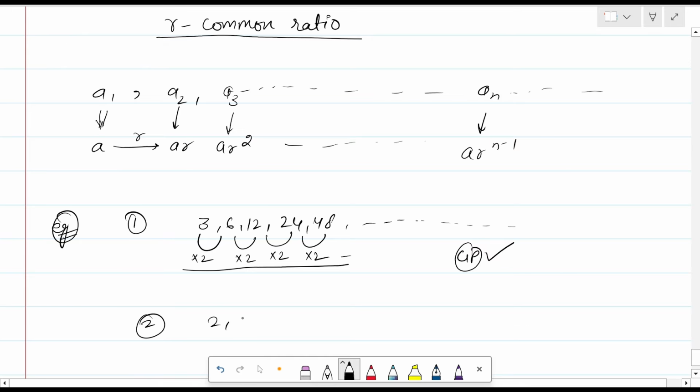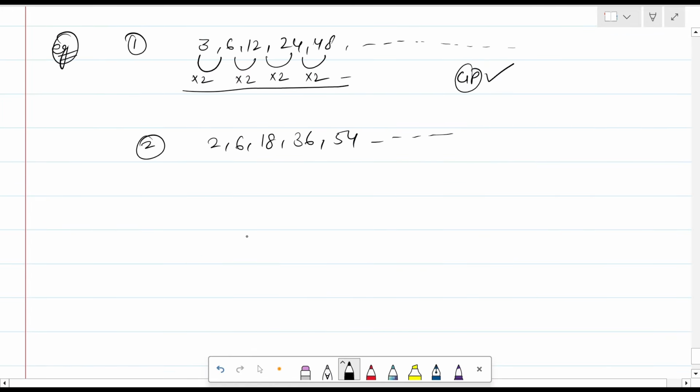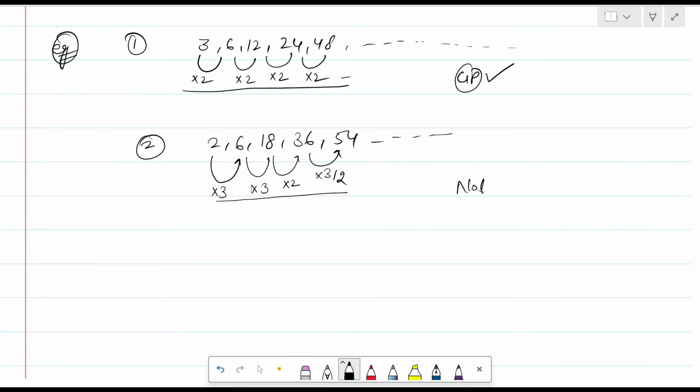Now if I'm writing here 2, 6, 18, 36, 54. 2 into 3 is 6, 6 into 3 is 18, 18 into 2 is 36, and it will be 3 by 2. So clearly we can see the common ratio is not same, so not GP.